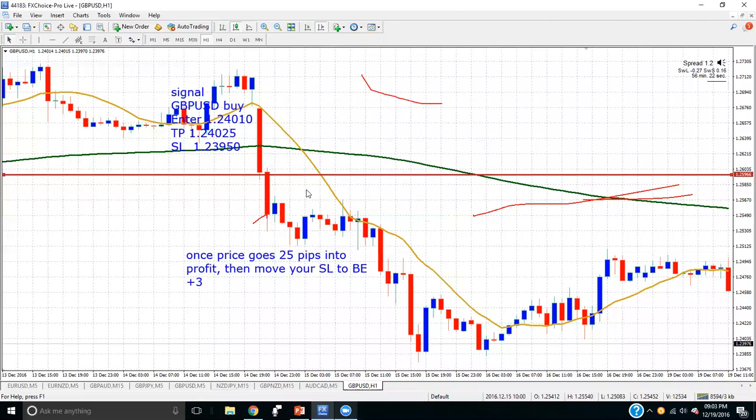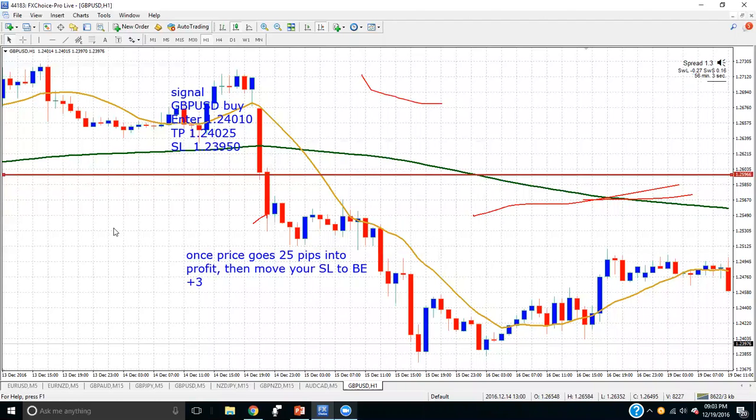Can you show us your template for this chart? I'm not sure what template. Okay, please explain the difference between the two moving averages again.